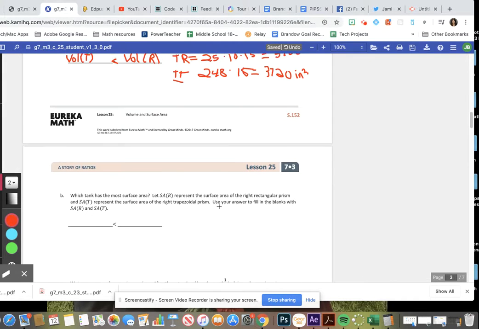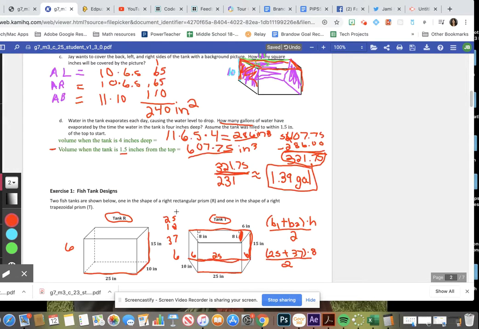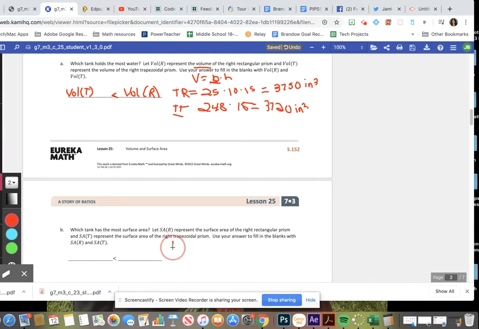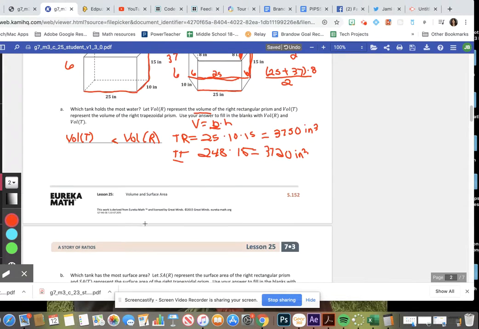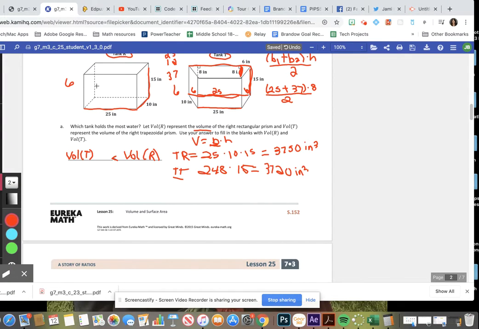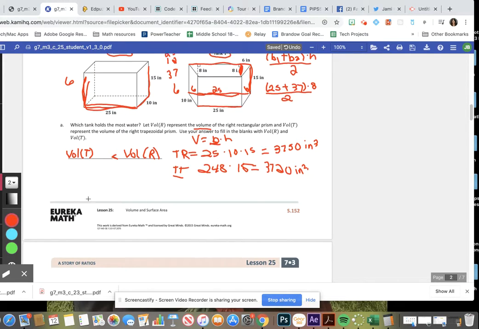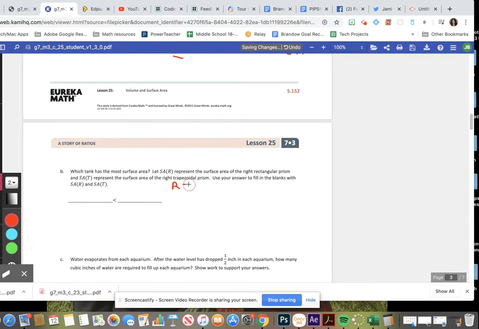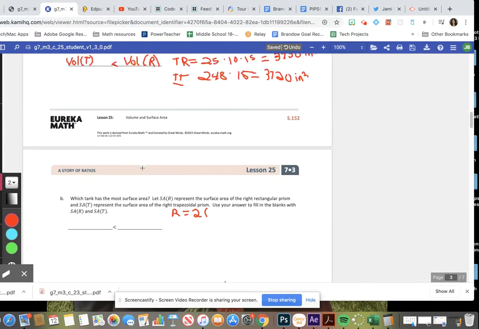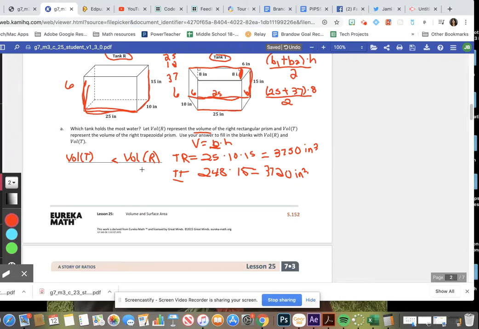So doing our work here, this is tank R, the rectangular one. I know that I have the front, this piece, which is 25 by 15, and front and back are the same. So there's 2 of those, so I'm going to do 2 times 25 times 15.